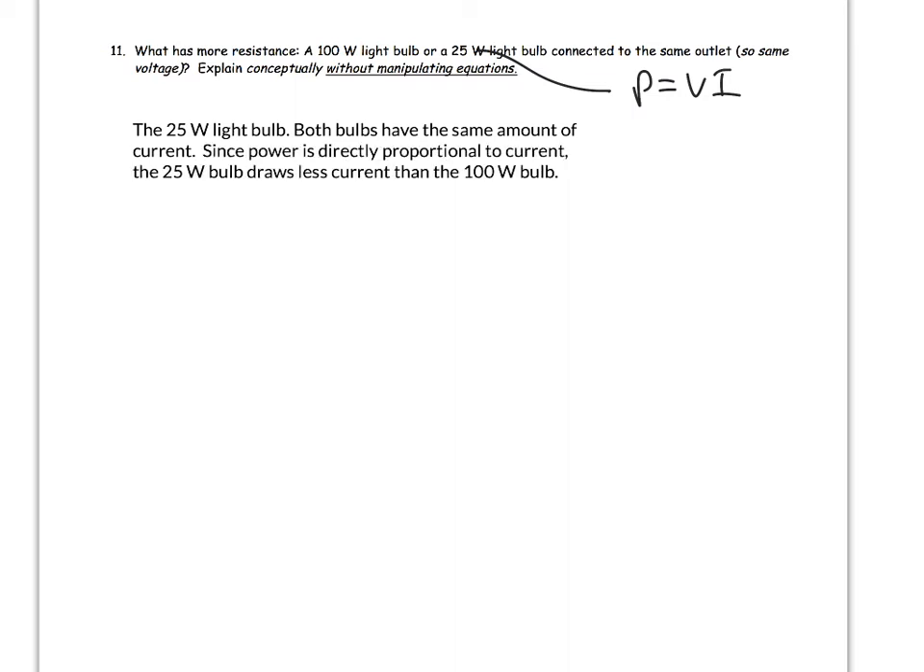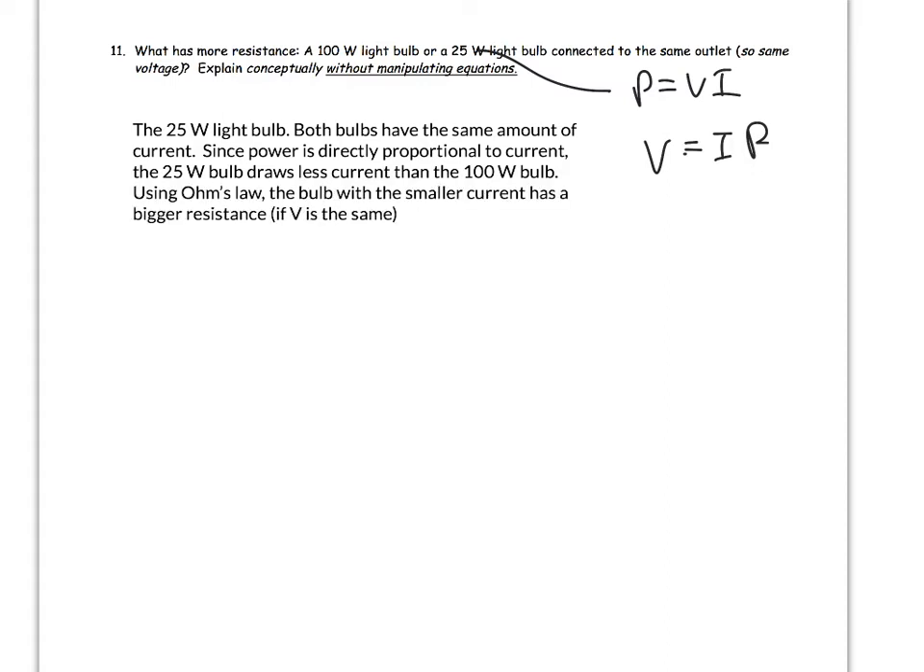If we then think back to Ohm's law, V equals IR, if they're both connected to the same voltage source, once again, that V is the same. The one with the smaller current is going to have the bigger resistance because current and resistance are inversely proportional. So therefore, the 25-watt light bulb, which draws less current, actually has more resistance than the 100-watt light bulb.